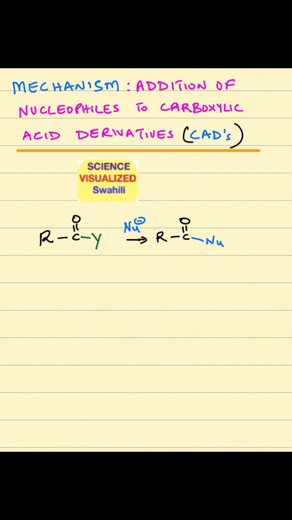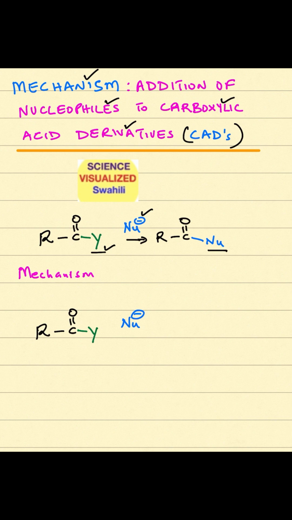Hello and welcome. We're looking at the mechanism of nucleophilic addition to carboxylic acid derivatives. And as we mentioned before, when you have a carboxylic acid derivative, this Y here represents different groups, and they can be looked at as leaving groups. So a nucleophile will replace the Y, it will substitute the Y, and you end up with a nucleophile at that position. Okay, now mechanism.